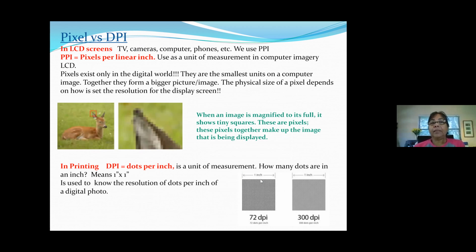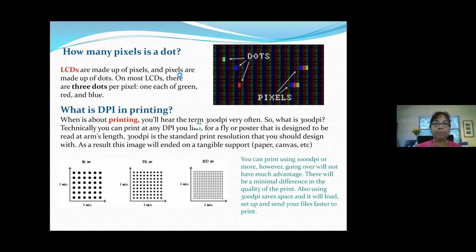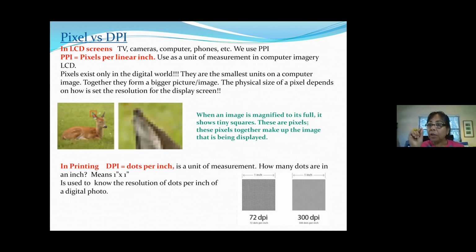Pixel, LCD screens, as I say, which are all these cameras, computers, phones. Pixels are determined by pixels per linear inch, DPI. We use this as a measurement for images in the computer. The pixels exist only in the digital world, and they are the smallest unit we see on the computer. Put all together, they are what allow us to see an image.